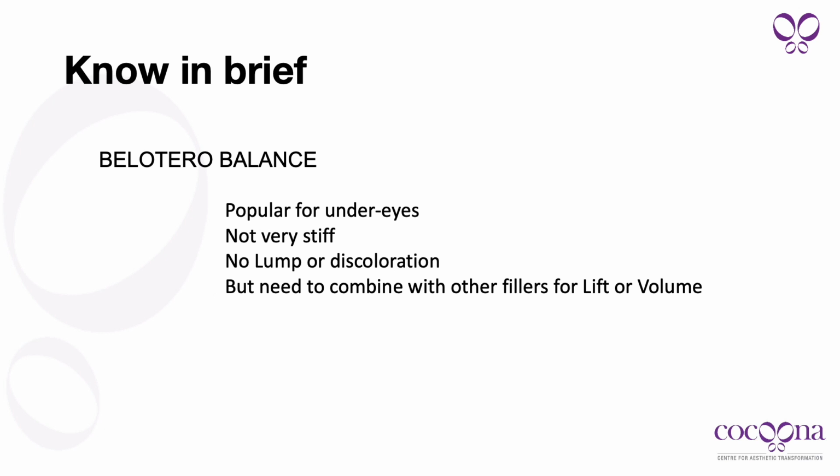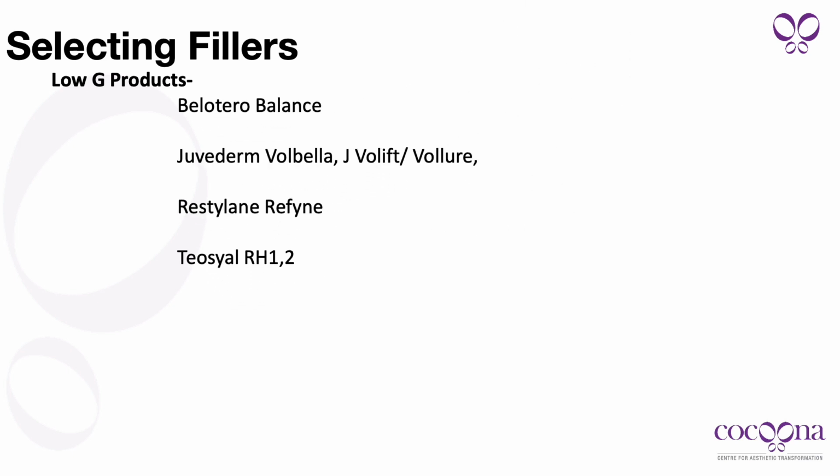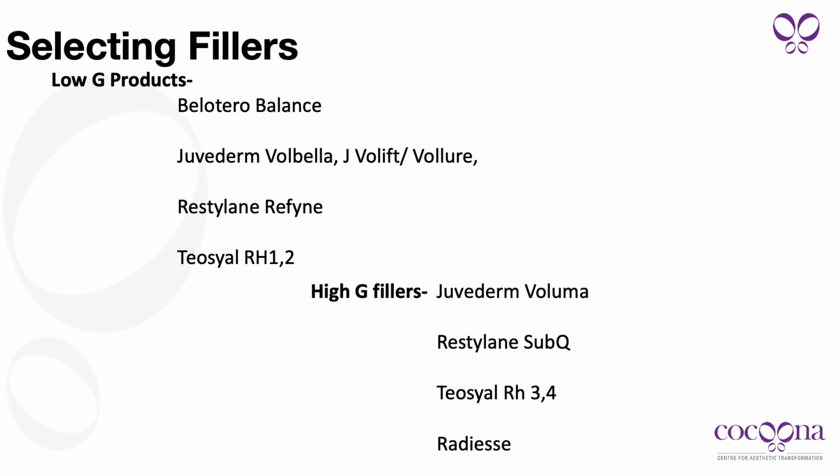So Belotero has other volume augmenting fillers, but I often combine it with either Restylane or with Juvederm to add volume. So in selecting fillers, the key thing is you need to know what are the low G products: Belotero Balance, Juvederm Volbella, Juvederm Volift, also called Volief, Restylane Refyne, and Teosyal RH1 and 2. So these are low G products. Whereas high G product fillers are Juvederm Voluma, Restylane Sub-Q or Restylane Lyft, Teosyal 3 and 4, or of course Radiesse fillers.